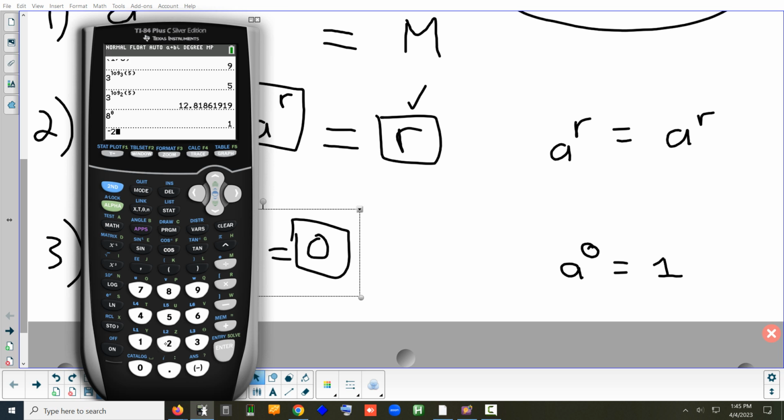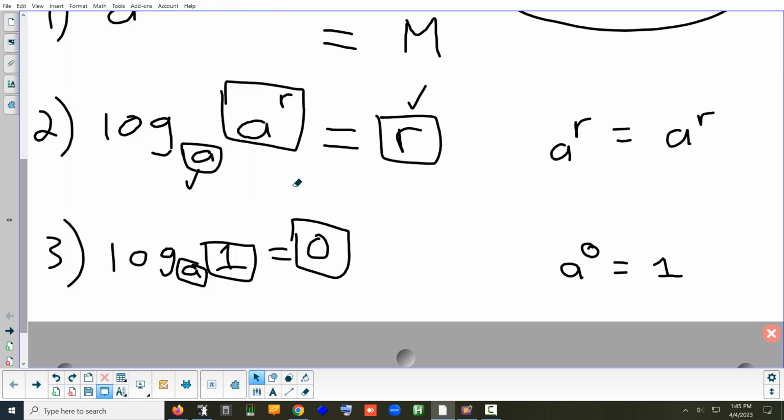Anything to the 0 power, just type in a negative number, raise it to the 0 power, you get 1. 478 to the 0 power is 1. Anything to the 0 power is always 1. And that's why rule 3 is true. Okay? And let's look at rule 4.